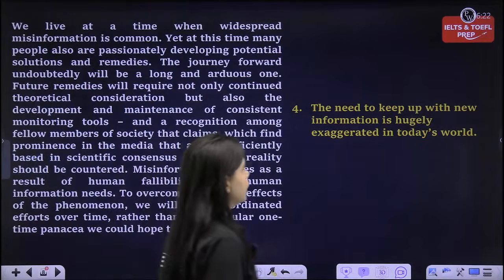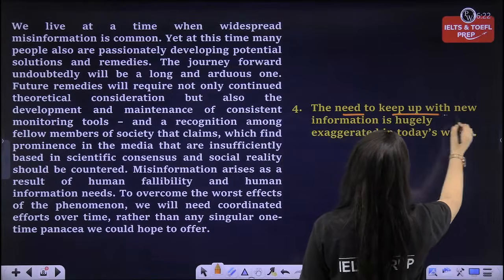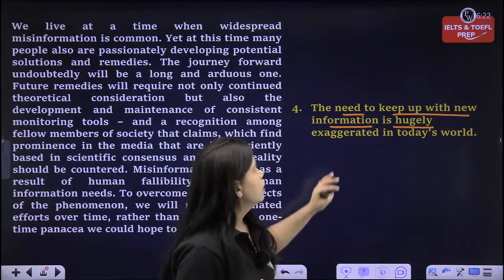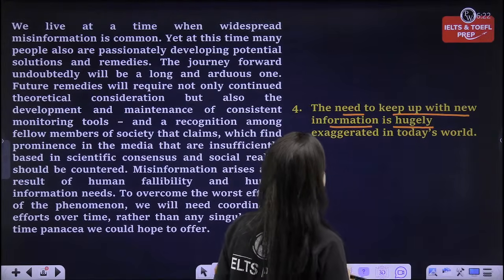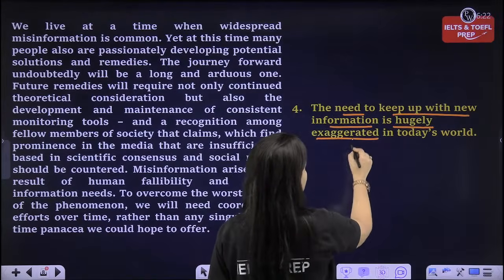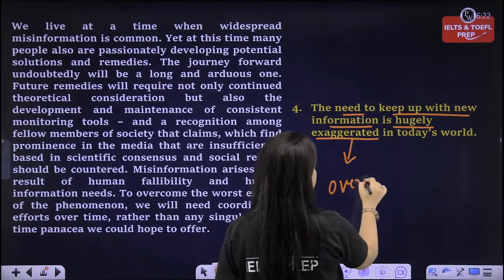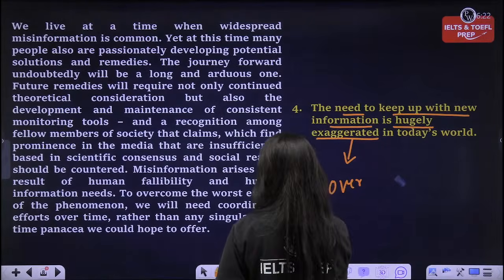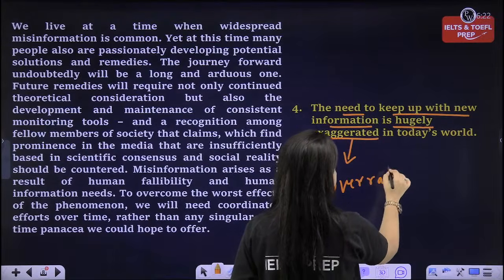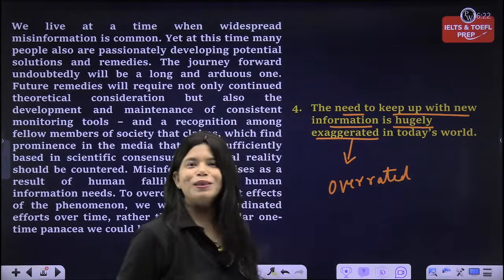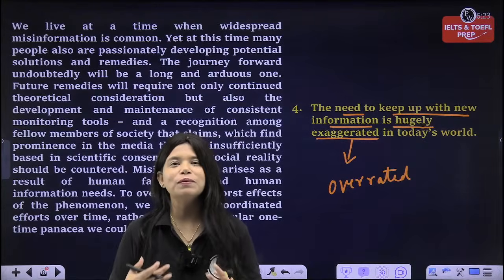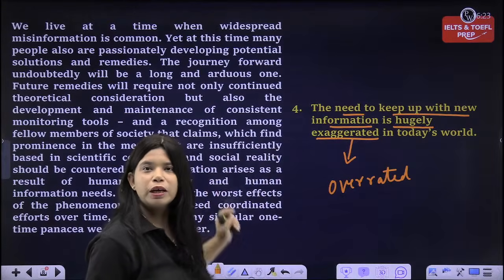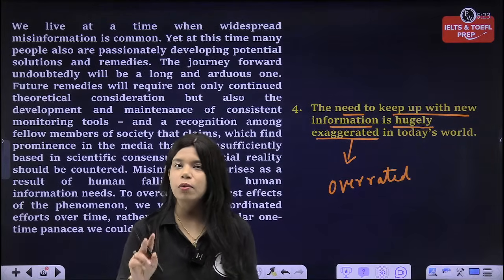So here you go. It says the need to keep up with new information is hugely, means extremely, exaggerated in today's world. Exaggerated means overrated here. In this sentence, it means overrated. So, in Hindi, exaggerated means बढ़ा चढ़ा के किसी चीज को बताना. Like our news channels do, they exaggerate news stories, they present things in an inflated way, sometimes, not always. Okay, now read this, verify this information from the passage and post your answers in the chat box in the next 2 minutes.